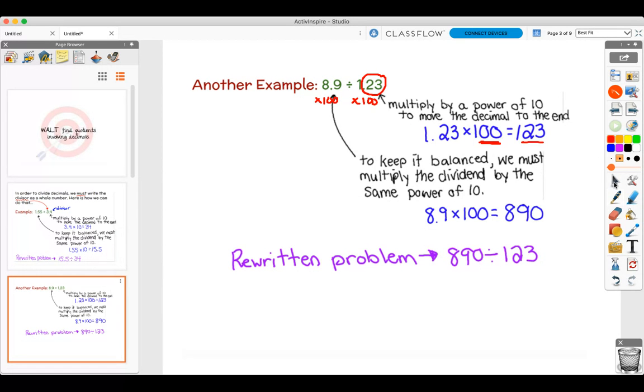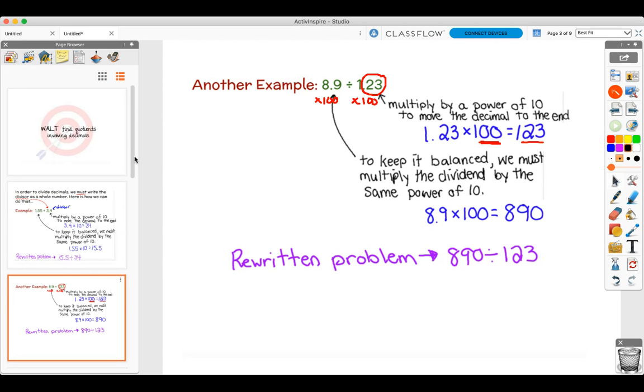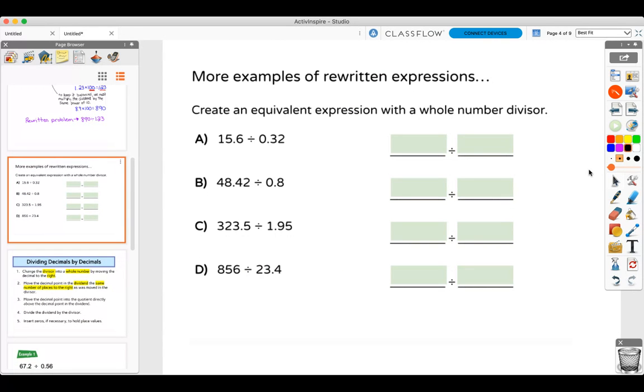Now let's do some example problems on this. And if you want to do them on your own first, you're more than welcome to, and then check your answers with me. So pause the video.